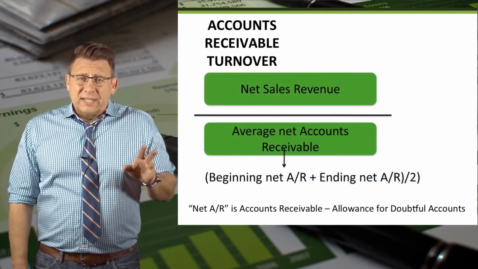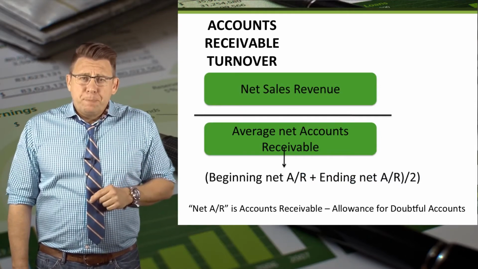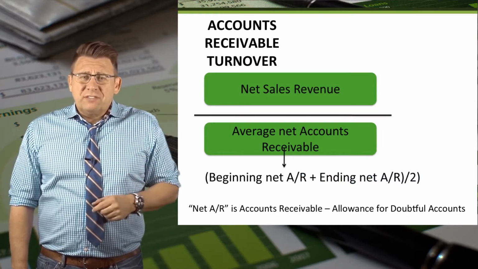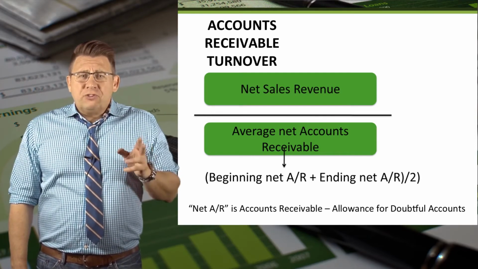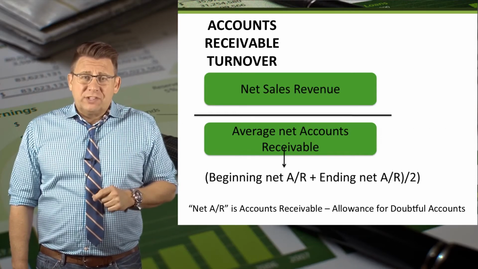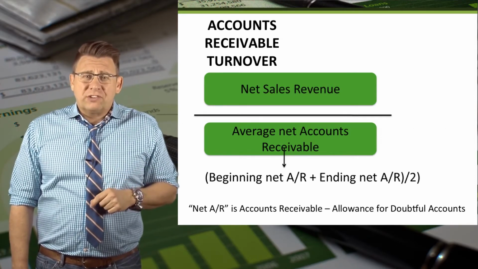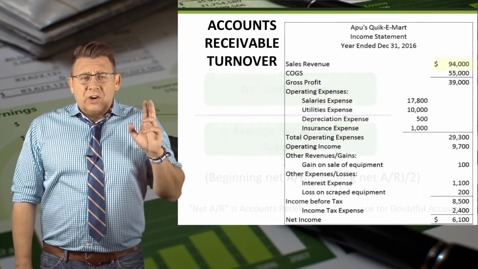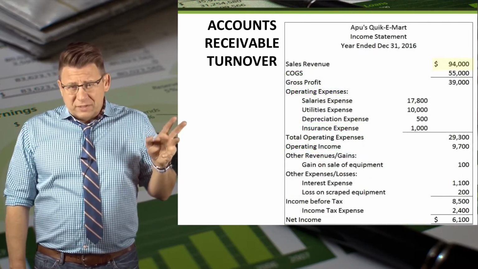The formula is net sales revenue divided by the average net accounts receivable. Average net accounts receivable is calculated by taking the beginning net accounts receivable plus the ending net accounts receivable and dividing by 2. Here is an income statement from a sample company.